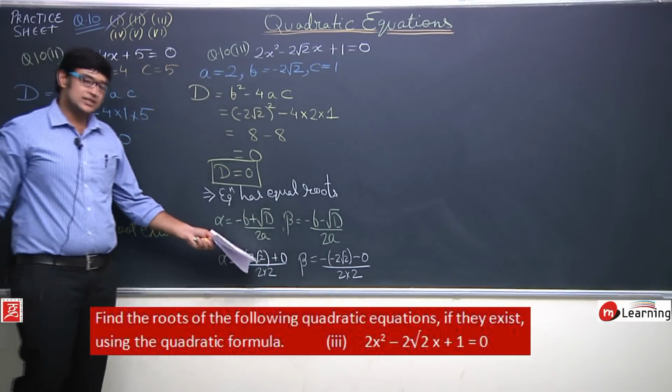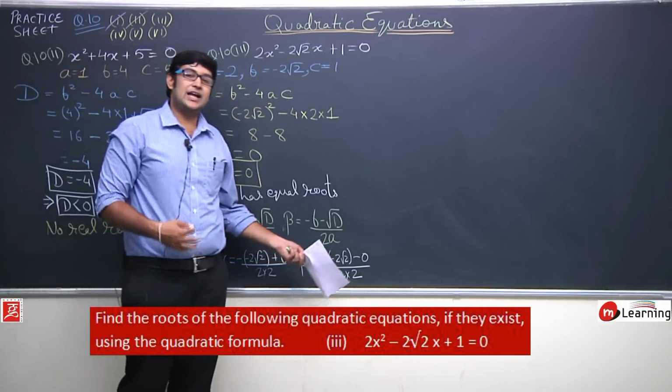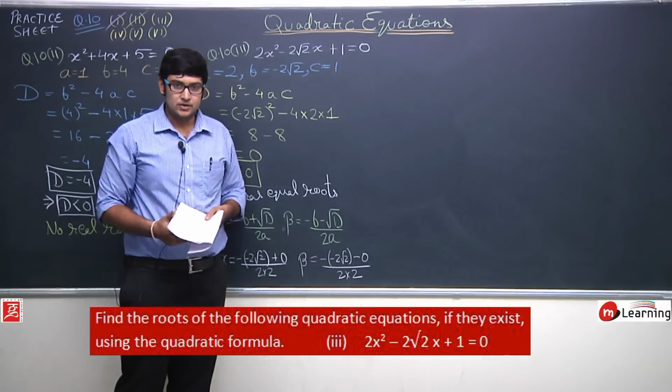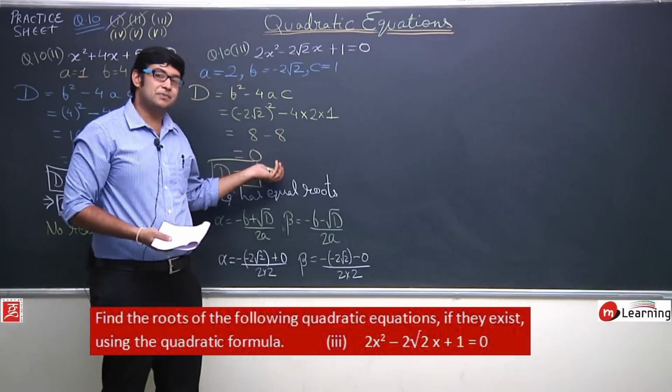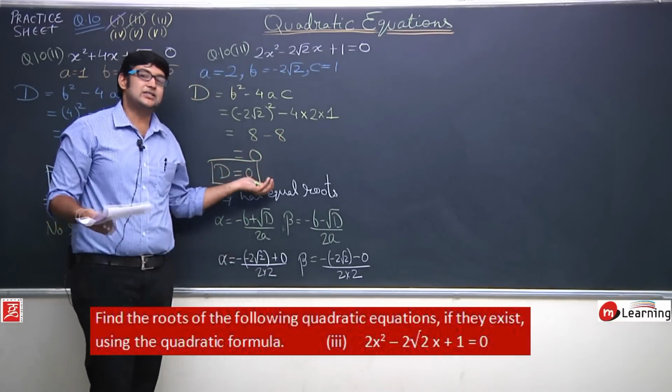So by solving this, you will get the value of alpha as well as the value of beta. So you can see this question was very simple because the value of d is 0.